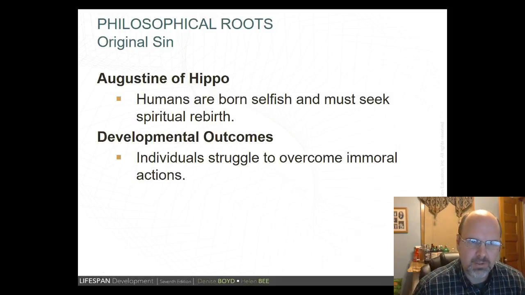For instance, Augustine of Hippo said humans are born selfish and must seek spiritual rebirth. This is the Christian notion of original sin that teaches that children are born with a selfish nature and they must be spiritually reborn so they're not selfish. The developmental outcome of this is that individuals have a natural struggle to overcome immoral actions.